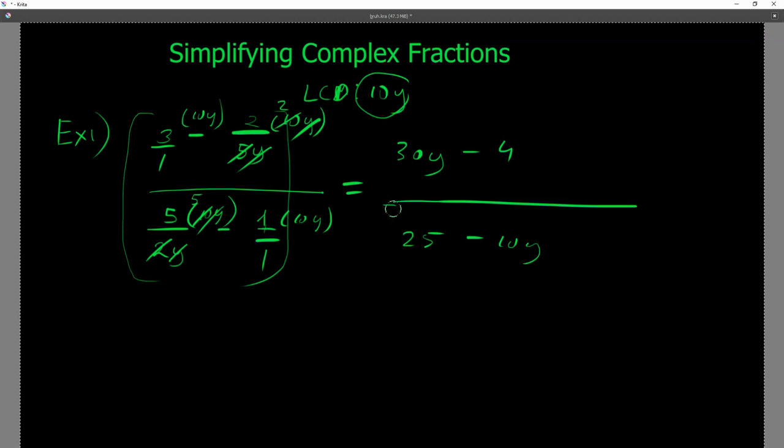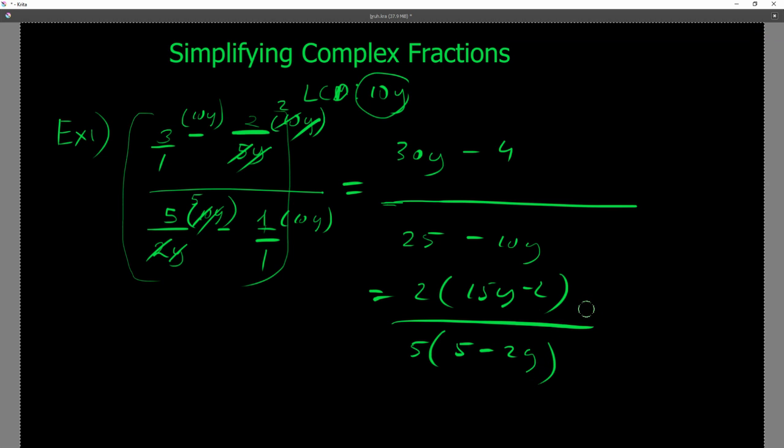Now here, this is what I get at the end, and I'll try to factor things out to see if I can cancel anything. But it looks like if I do factor it out, I take out 2, I have 15y minus 2. And here I can take out 5. I have 5 minus 2y. And that's it. They can't cancel, so I'm done. I am basically done here.